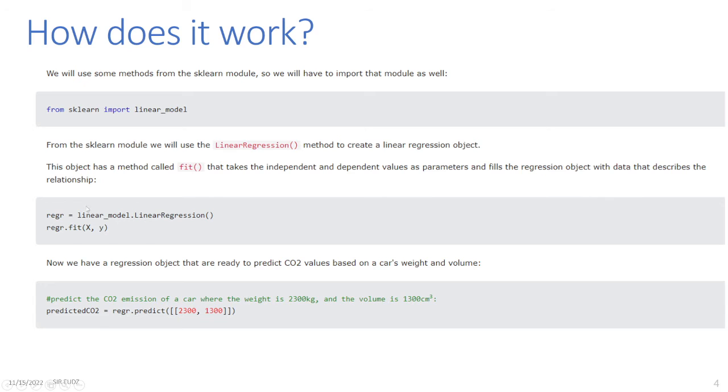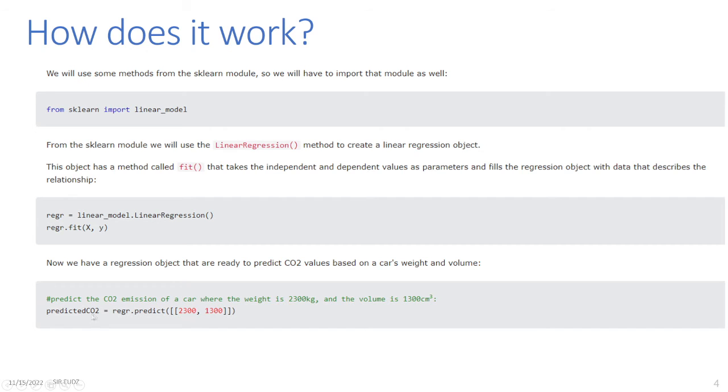So here we have regression equals linear_model.LinearRegression. So we have created the object here, and then we now place data on that object based on the values of X and y, using fit. So this will now place data on this object. And with that, we have a regression object, and we are now ready to predict the CO2 value based on the car's weight and volume.